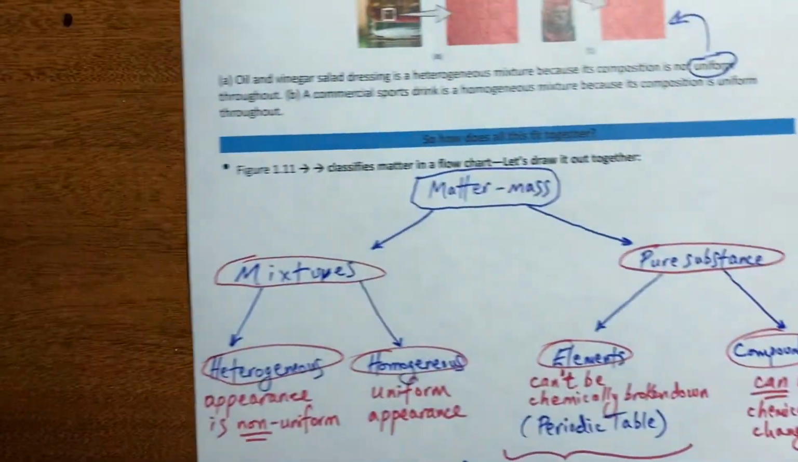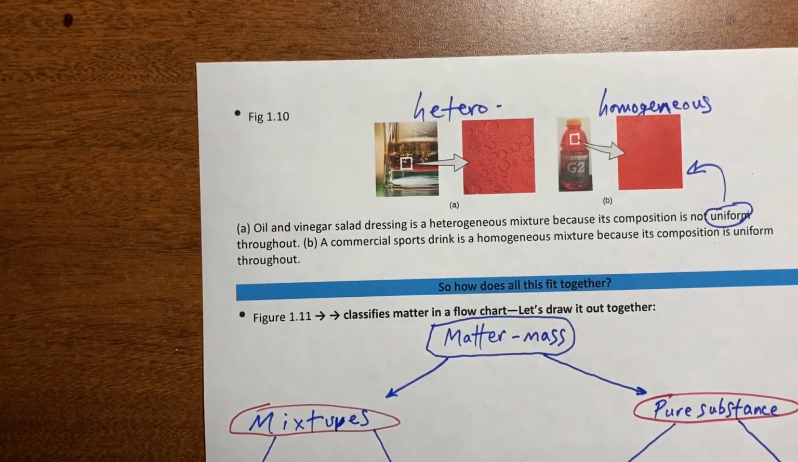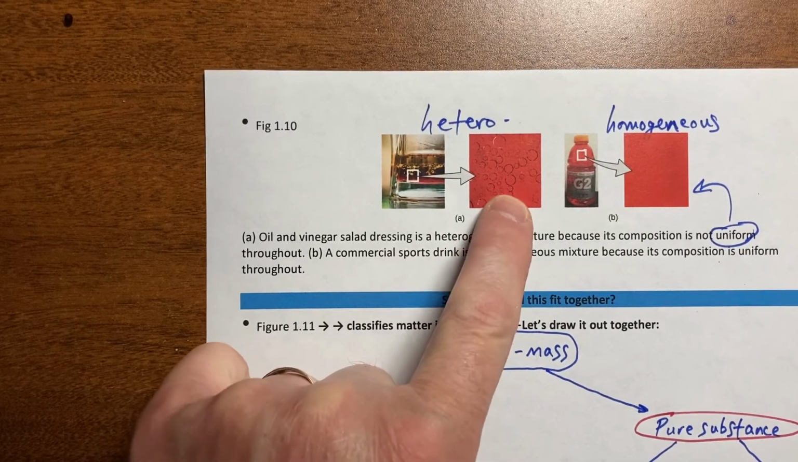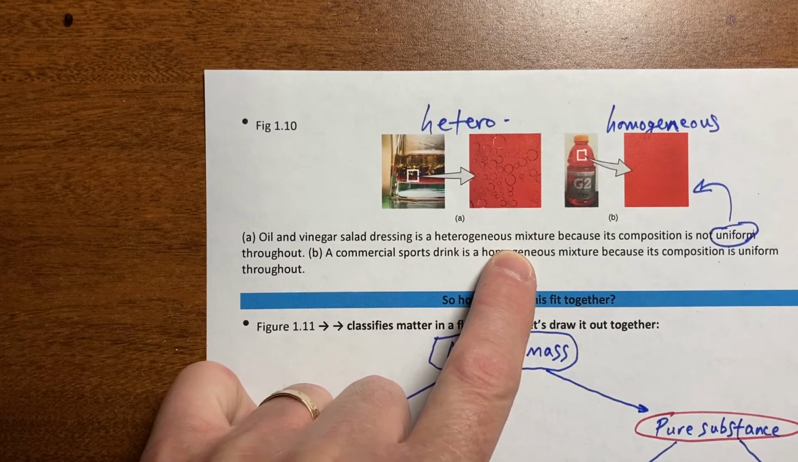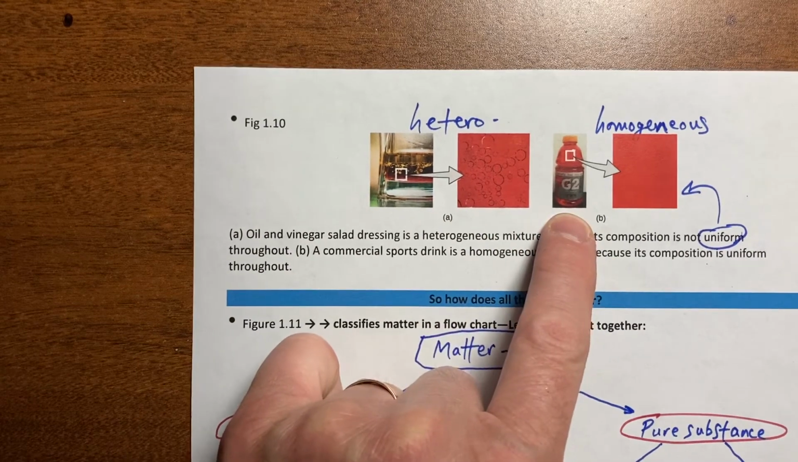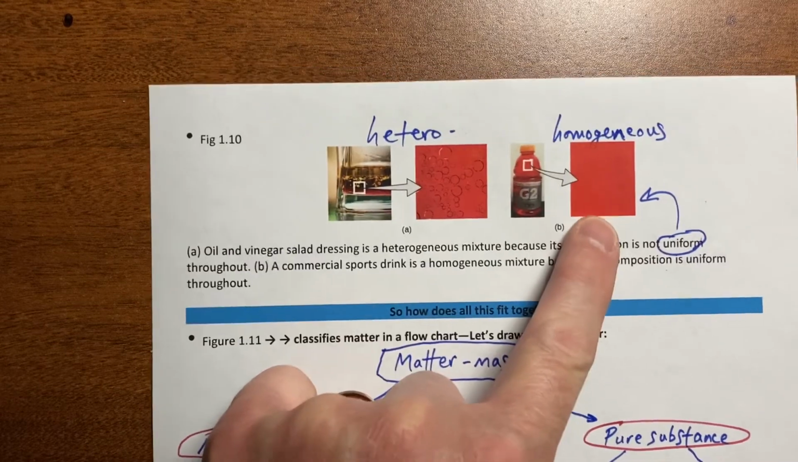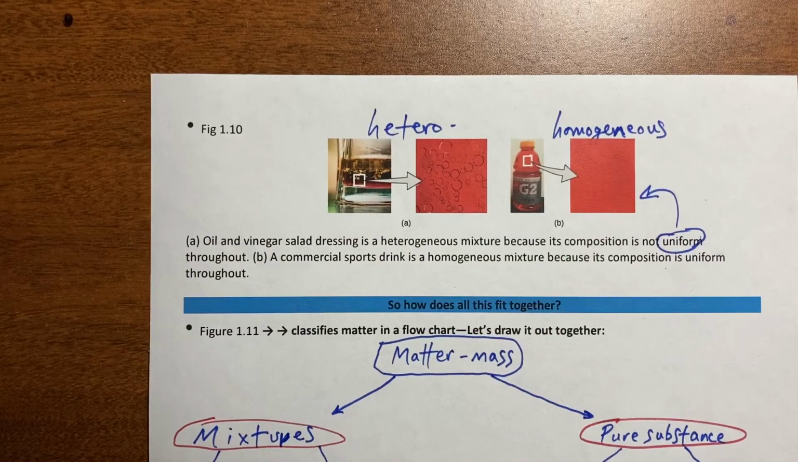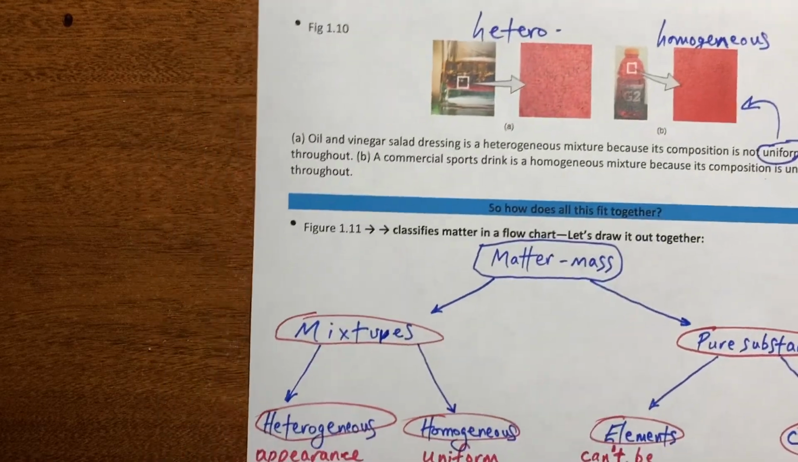Now, your book has a diagram showing you that as well. Oil and vinegar salad dressing is a heterogeneous mixture because you can see the oil separates from the water. It doesn't have a uniform composition, whereas Gatorade, same color, but it's clear but uniform. That's a homogeneous mixture.